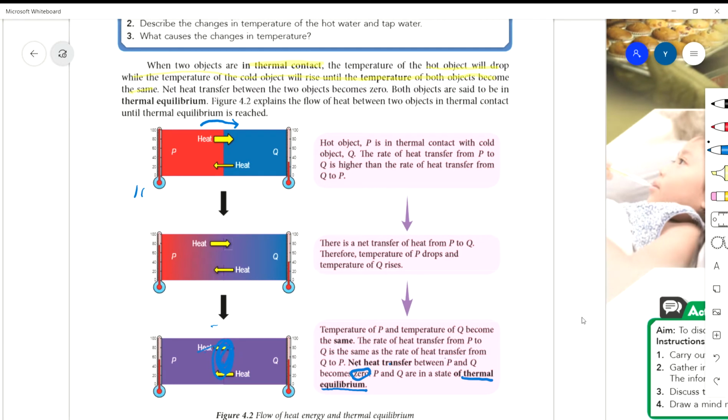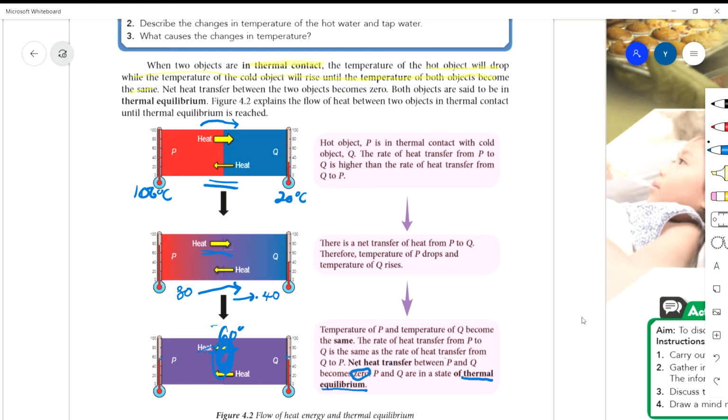Let's say this is 100 Celsius and this is 20 Celsius. Heat is transferred during the process. Ini mungkin dah kurang sikit, dah jadi 80. Ini mungkin dah jadi 40. Until lastly both have the same temperature, let's say both are 60. So you cannot flow anymore, you cannot receive anymore. This is the condition where no heat transfer means it becomes 0. This is where we say it is in thermal equilibrium.